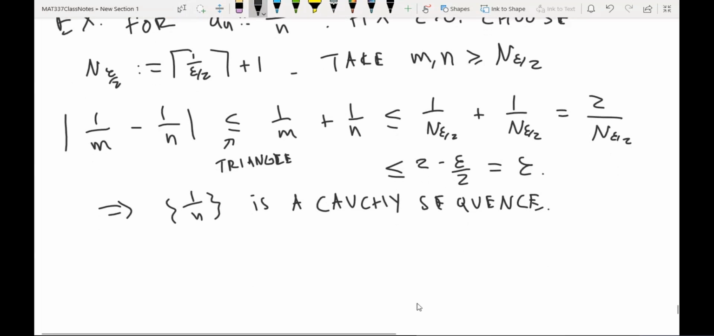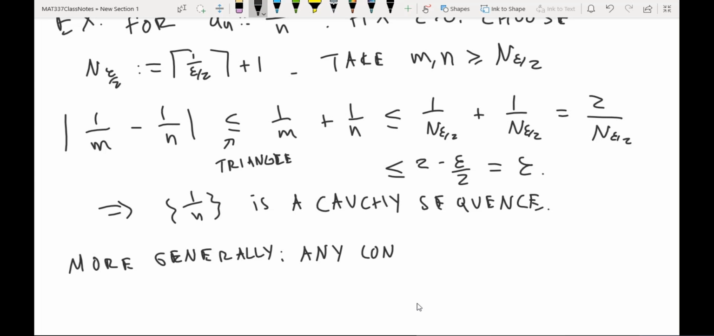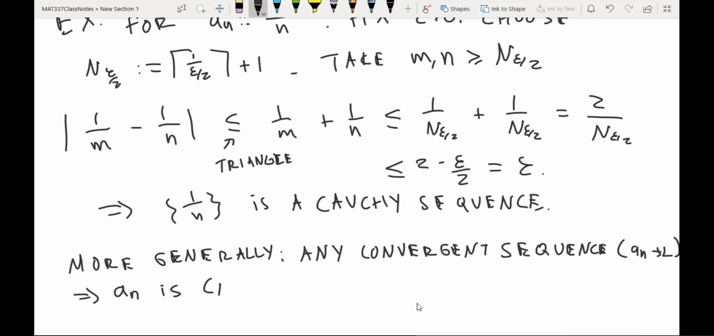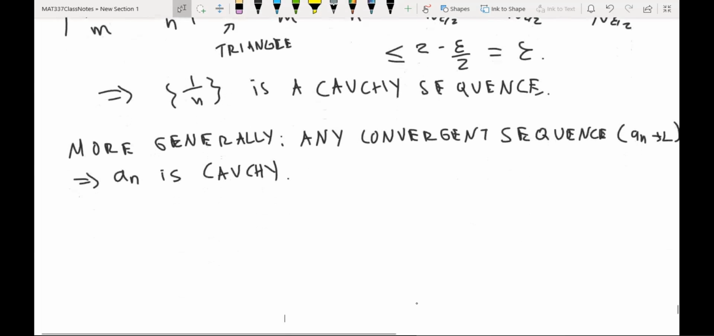A more general example, so more generally, any convergent sequence, i.e. a_n goes to L, is Cauchy. Okay. All right.